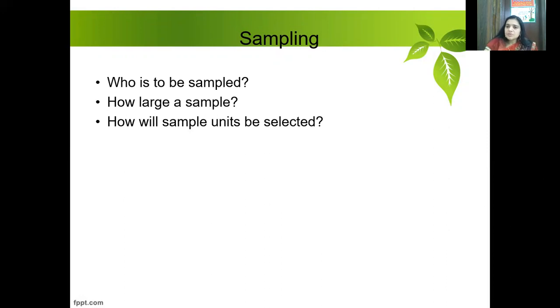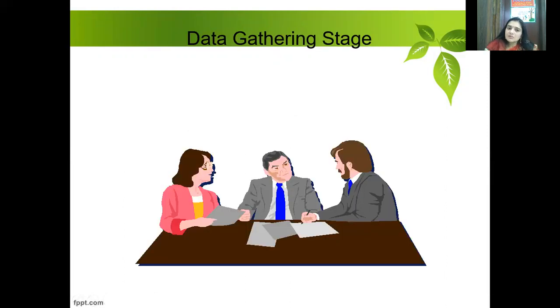How large a sample should be depends on your population and the kind of questions you have asked. How will sample units be selected? Sample units should be selected unbiased. If you choose the sampling units on the basis of some bias, then you will not get actual, natural results.